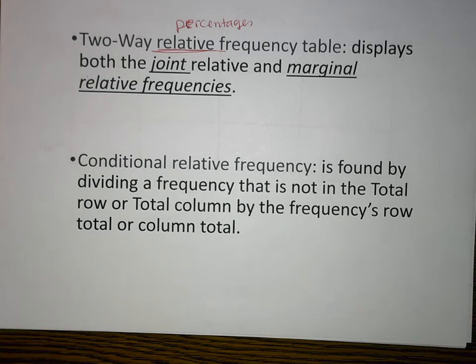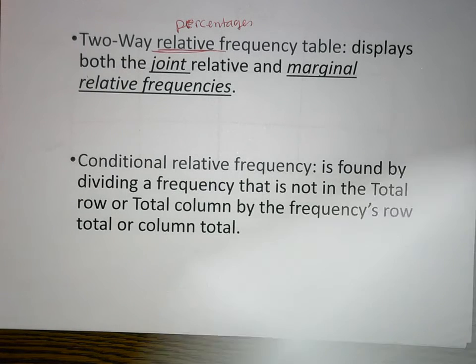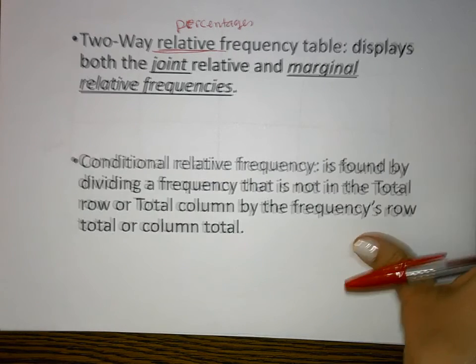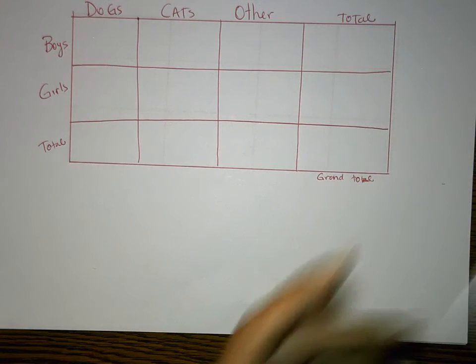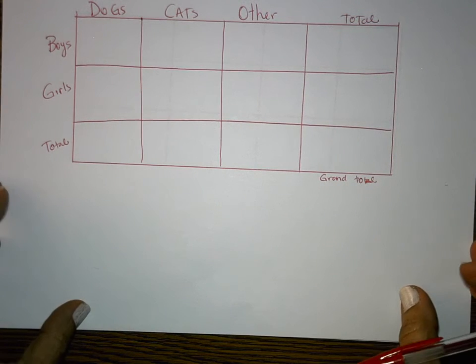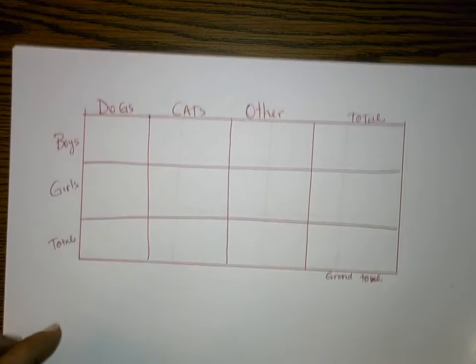Okay, so now that you have these definitions written down, they're kind of all scattered in your brain. I totally understand it. Let's go ahead and put something into practice here, and let's talk about these definitions of joint frequency, relative frequency, marginal frequency, and so forth. So I have an example here.